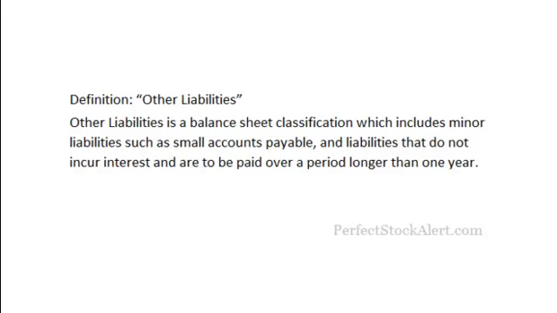Other liabilities is a balance sheet classification which includes minor liabilities such as small accounts payables. These are going to be items that will be paid out over a period longer than 1 year. They are not current, meaning that they're on the long-term section of the balance sheet. So let's look at an example.